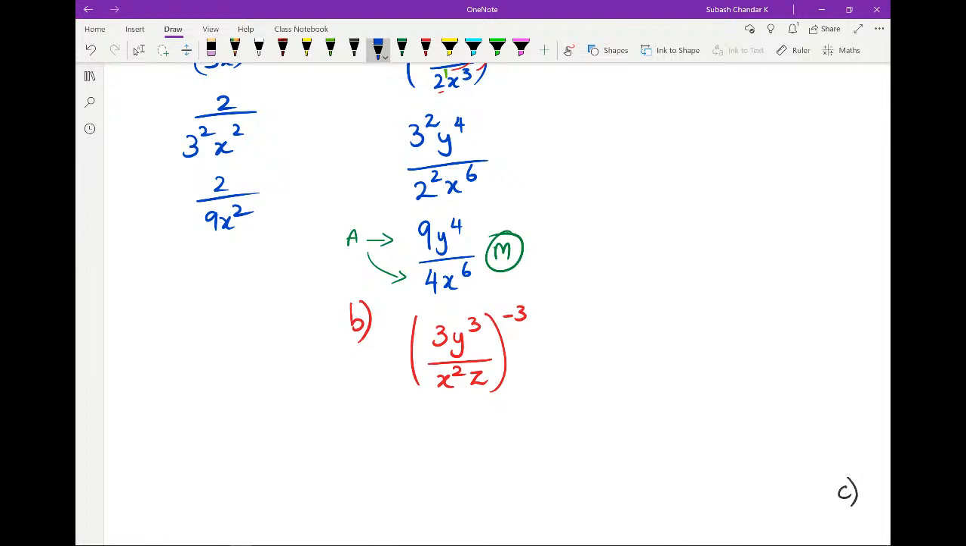Yep, awesome, Hugh. I'm just going to go through the answer now. So what we're going to do is flip the fraction upside down because it's got a negative power. So I'm going to end up with x squared z divided by 3y cubed, and that's now to the power of positive 3.